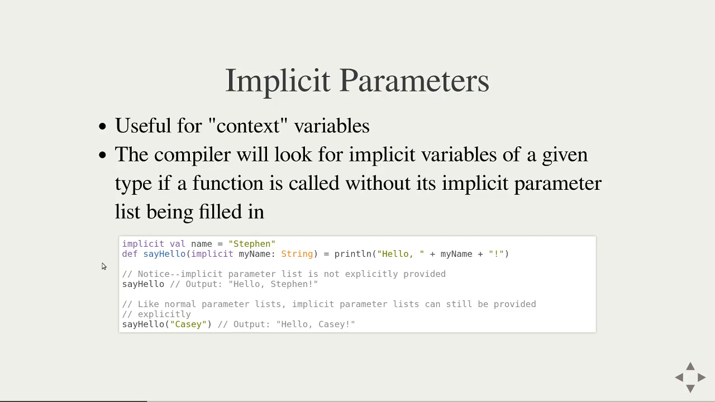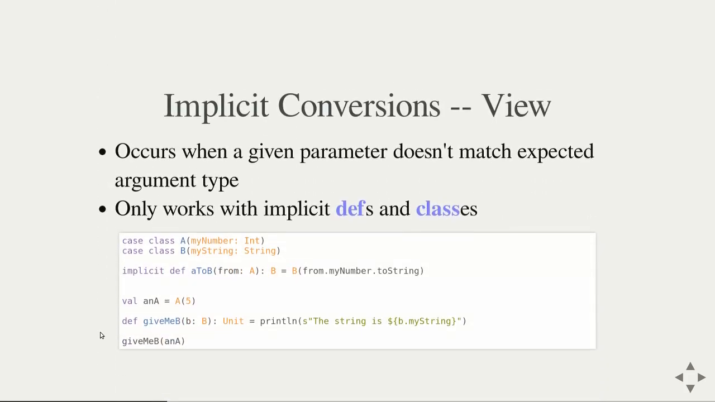It's also really useful for providing information about the objects that are coming in, which happens more if you're programming with generics and types. So with this example, I have a function sayHello that takes an implicit string and says hello to that name, and I have an implicit string which has the value of Stephen. So when I invoke the function sayHello with no parameter list, it takes the implicit string and outputs hello Stephen. But if I provide a parameter list, I can explicitly override that. I can say hello Casey instead.